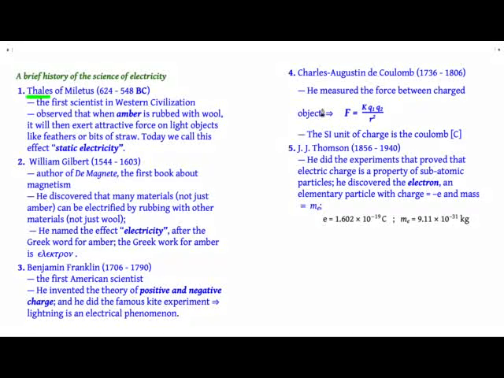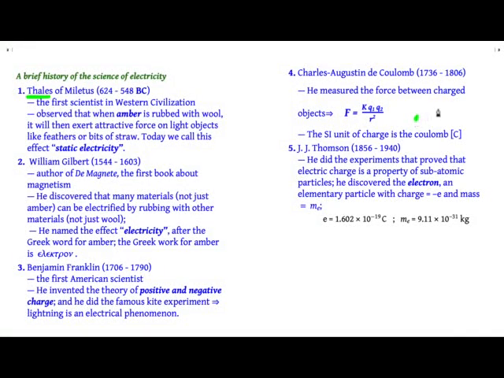And what Coulomb discovered is that the force between two charged objects is proportional to 1 over the square of the distance between them. So there's a universal constant K, and then there's the amount of charge on the first object multiplied by the amount of charge on the second object. That quantity divided by the distance between the two objects, divided by r squared, is the strength of the force on either of the two objects.